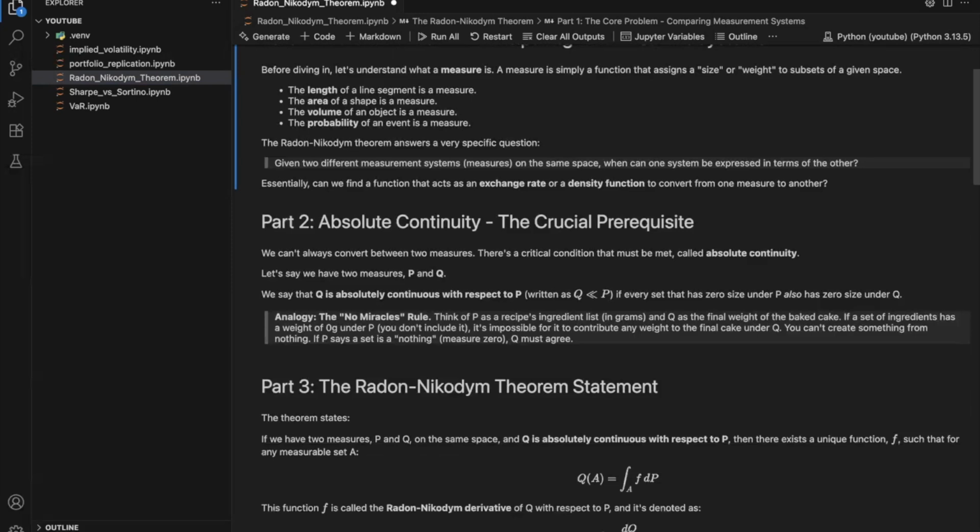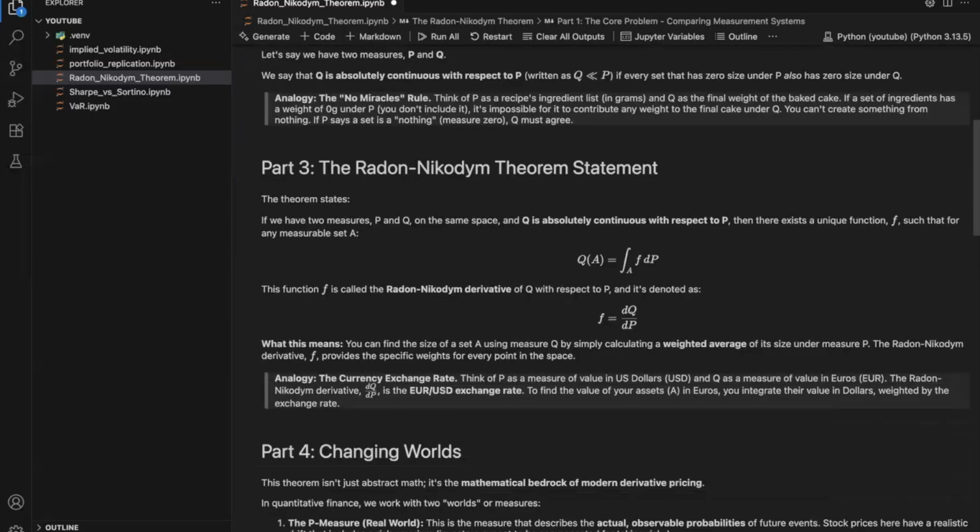Now, you can't just convert any two measurement systems. There is a critical condition that must be met first, and it's called absolute continuity. Let's say we have two measures P and Q. We say that Q is absolutely continuous with respect to P if any set that has zero size under P has zero size under Q. The best way to think about this is the no miracles rule. Imagine P is a recipe's ingredient list and Q is the final weight of the cake. If your recipe calls for 0 grams of flour, you can't magically end up with a cake that has weight from flour. If P says an event is impossible, Q has to agree. You can't create something from nothing.